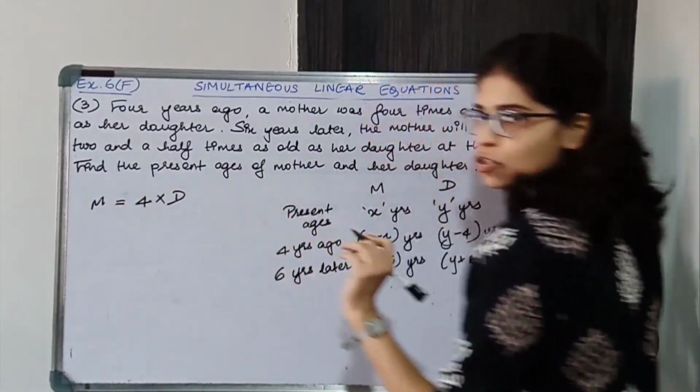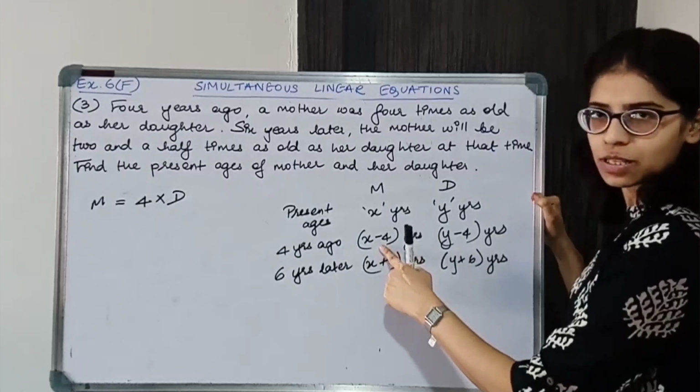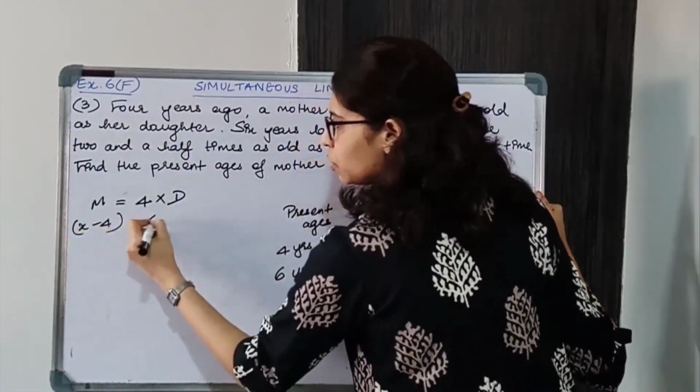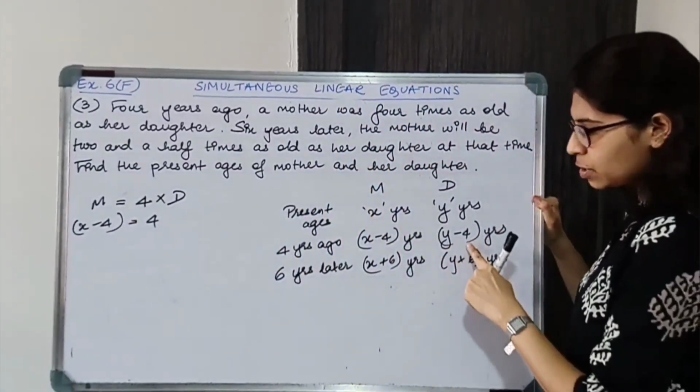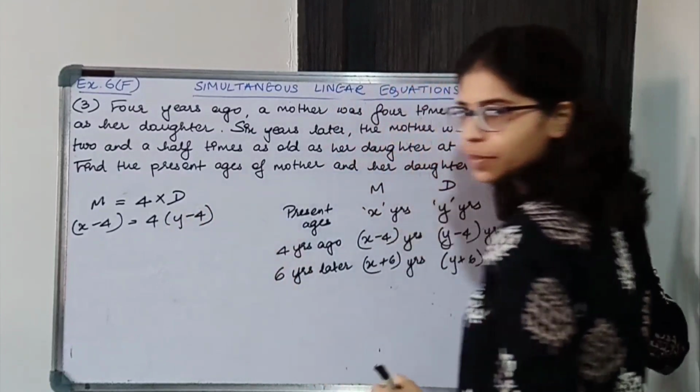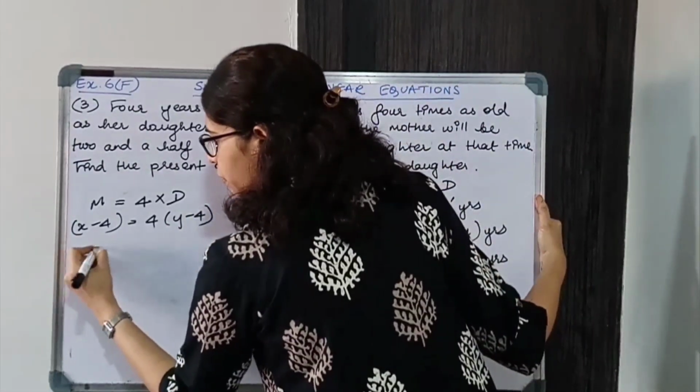Now what was the age of mother 4 years ago? It was this. So x minus 4 is equal to 4 into the age of daughter 4 years ago. Okay, now solve this.